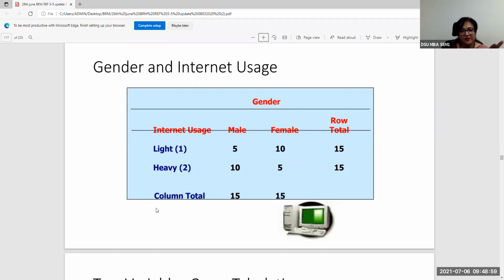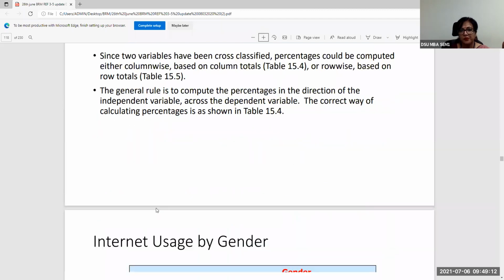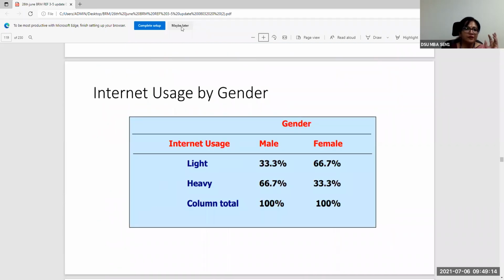So supposing 5 men are having light usage out of a total of 15 men in the population. So you need to calculate and find out. Otherwise, this 5 and 10 and 15 doesn't make too much sense. You can understand these are numbers. But on the other hand, if you look at this particular table, what do you see? It is in the form of percentage.